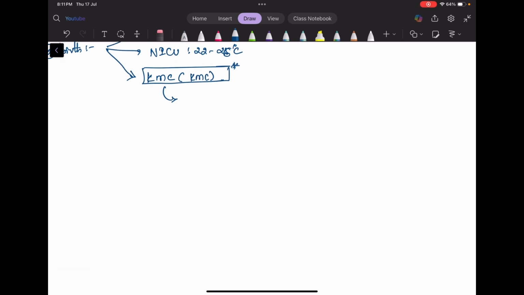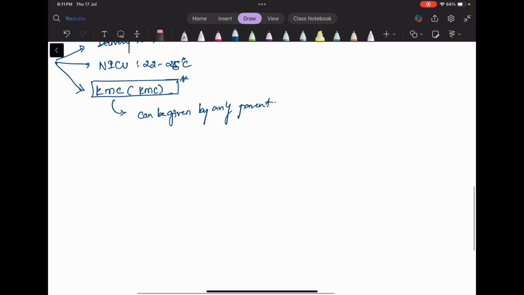Okay. It can be given by any parent. It may be a mother or a father. Preferably, we prefer a mother. Like we'll give a chair, and the mother will be lying down, and we'll ask to keep the baby on her chest, so that it shares the same temperature. That's what basically kangaroo mother care means.